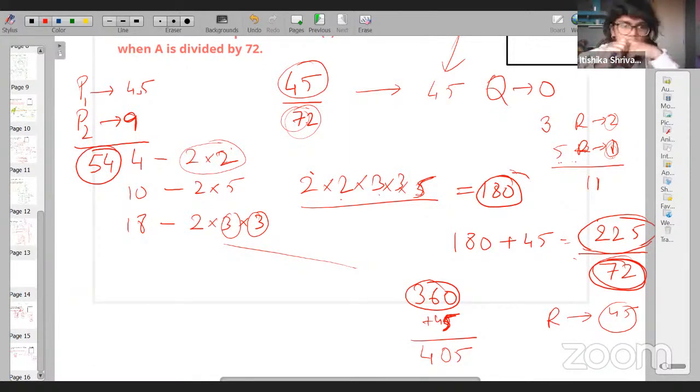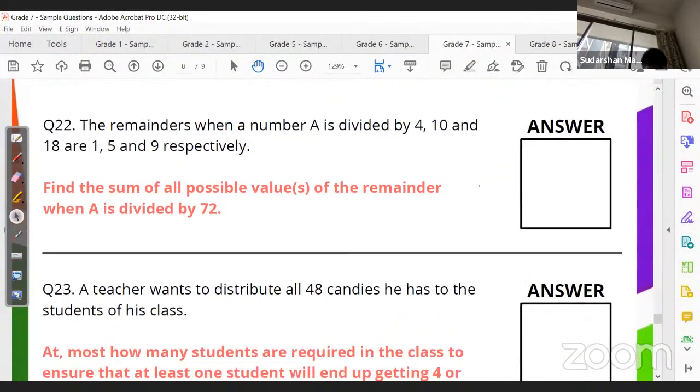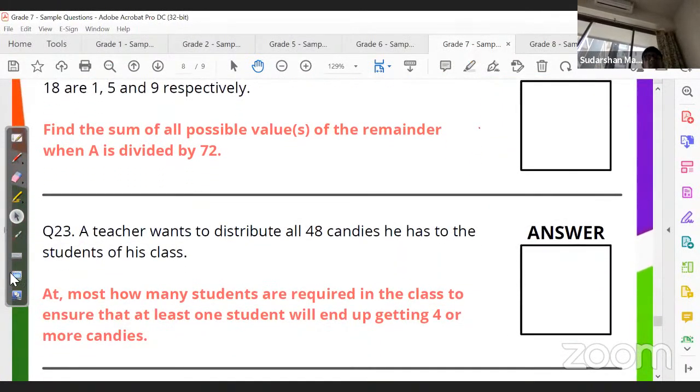Yeah, I like that. I like this question. Let's do this one.